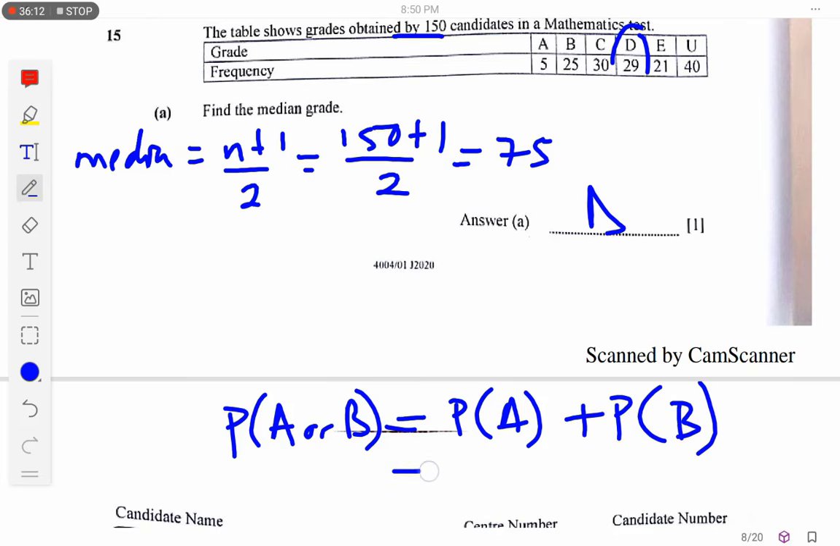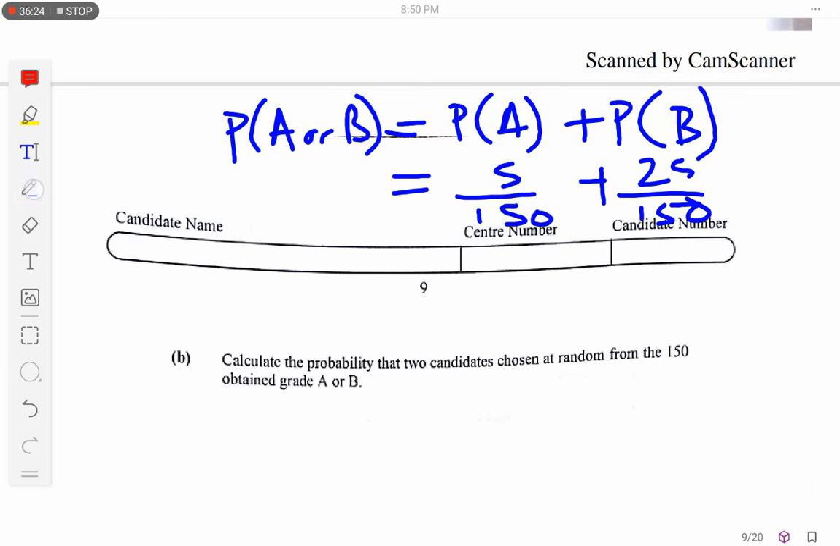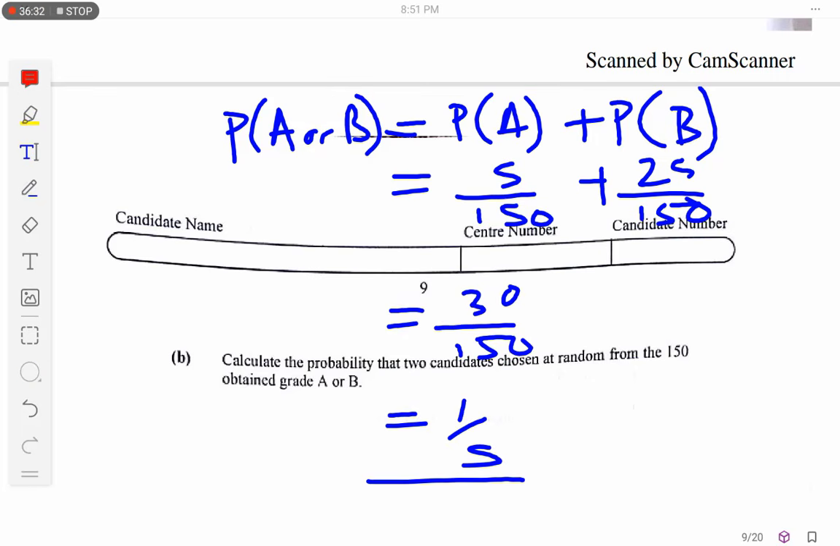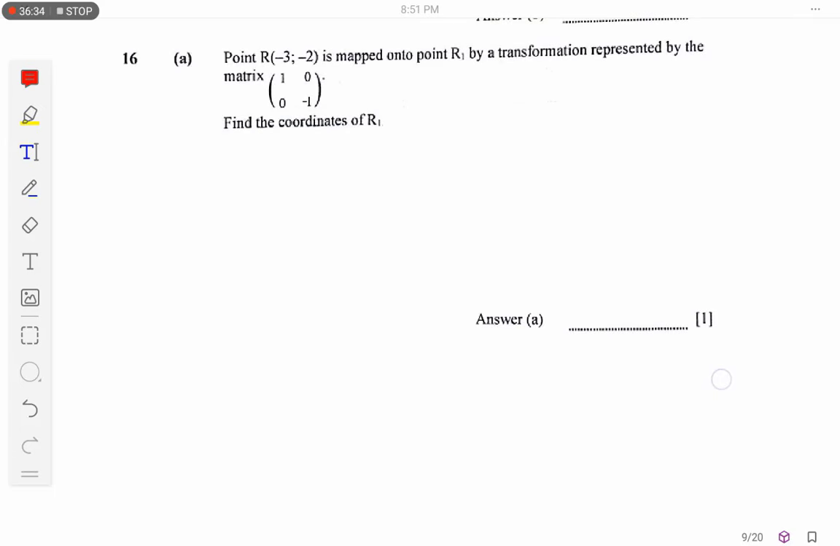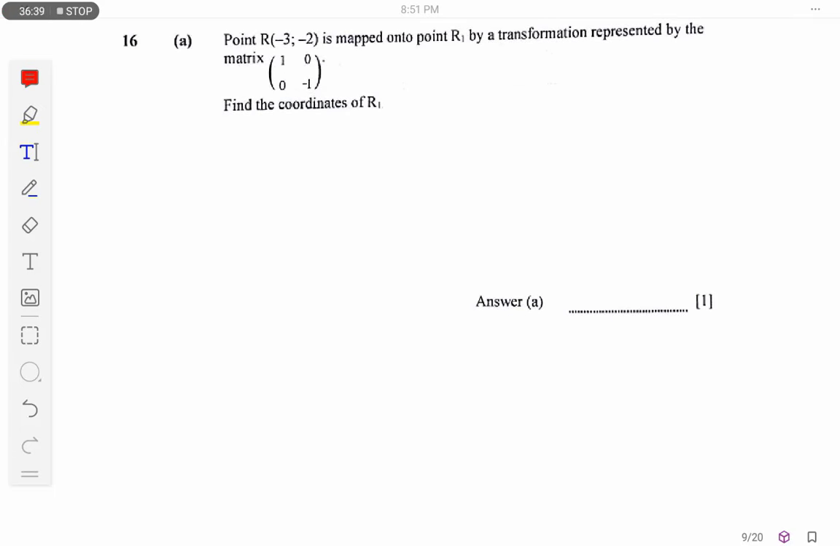Okay, probability of A is 5 over 150 plus probability of B, which is 25 over 150. Then we add those and we see what we get. We are going to get ourselves 30 over 150, which is going to be equal to 1 over 5. We are done. Let's go to number 16, transformation there.